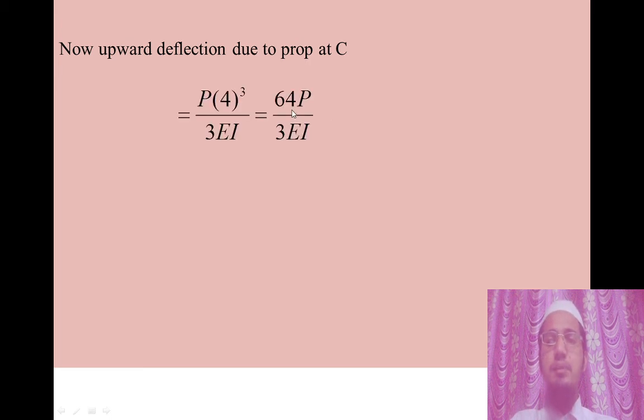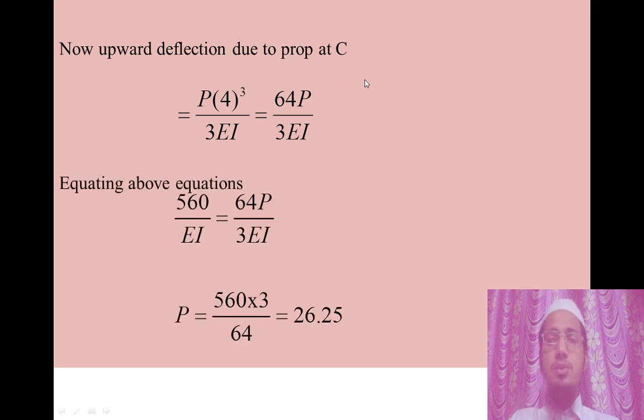So what will we consider? We will consider the distance from support A to C, and at C we have applied the prop support, a propped cantilever. We know that due to this prop the upward deflection will be WL cube divided by 3EI. Here W is nothing but the reaction of the prop, that is P, and L is the distance between A and C, in this case 4 cube divided by 3EI. Now by solving we will get 64P divided by 3EI. This is the upward deflection at point C due to the prop only.